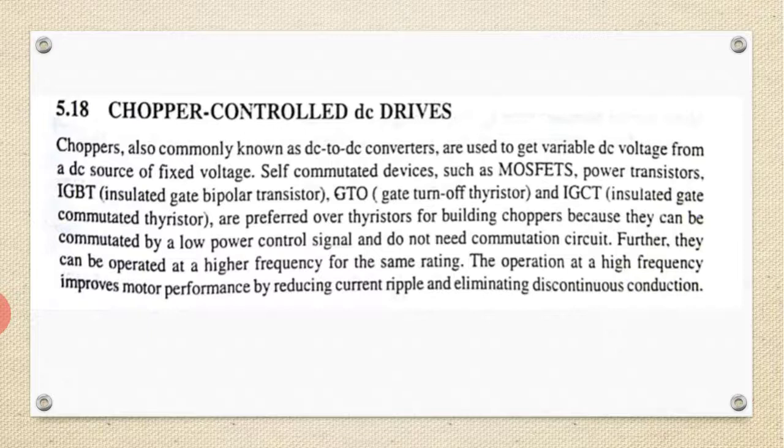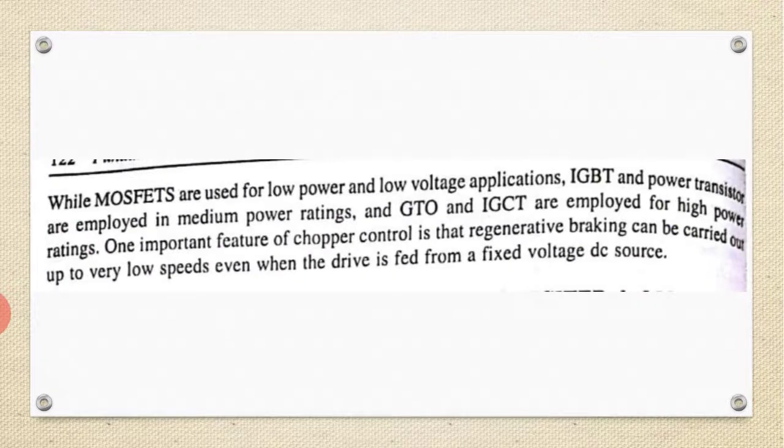Another advantage, compared with SCR, is that these devices can be operated at a very high frequency. Here the MOSFETs are used for low power and low voltage applications. IGBTs or power transistors are employed in medium power ratings, and GTOs and IGCTs are used for high power ratings.